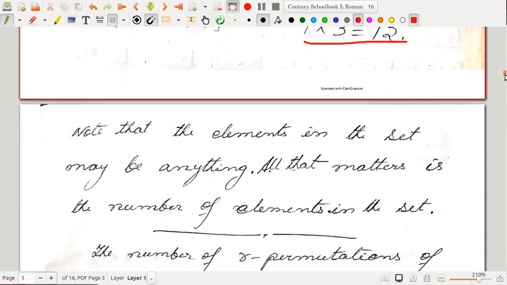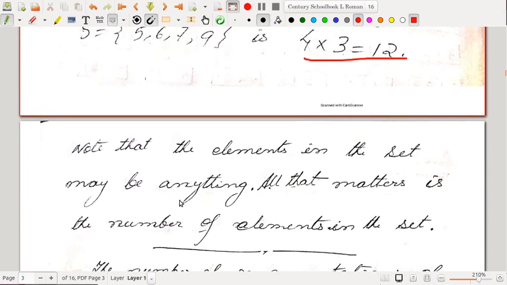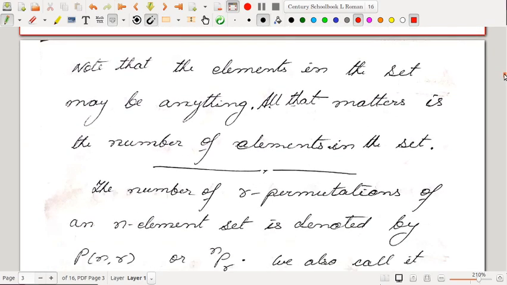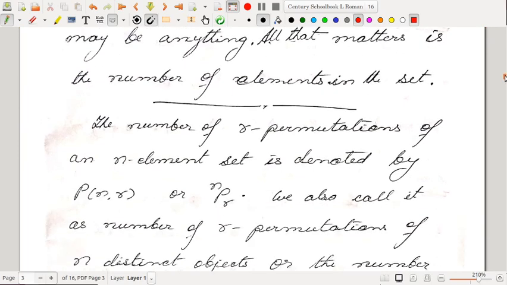We can generalize this concept and note that the elements in the set may be anything. All that matters is the number of elements in the set. We have already seen examples with A, B, C, 1, 2, 3, 4, 5, 6, 7, 9. The objects may be anything. So we have a symbol now.